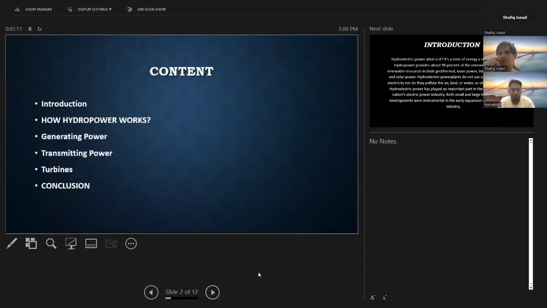First, the content. Content is first introduction. Second is how hydropower works. Third is generation power. Fourth is transmitting power. And fourth is the turbine. And fifth is the conclusion.